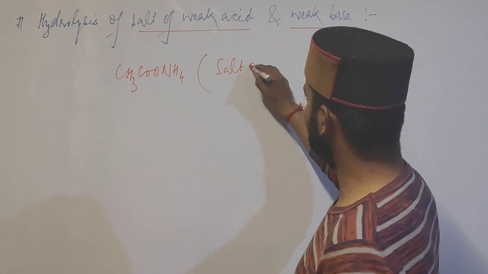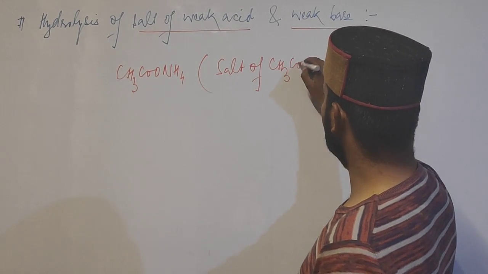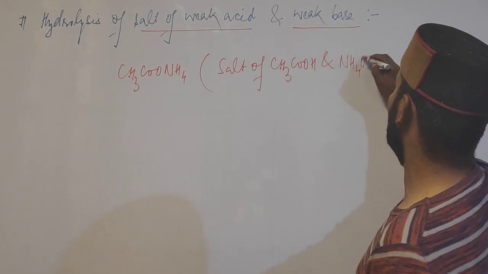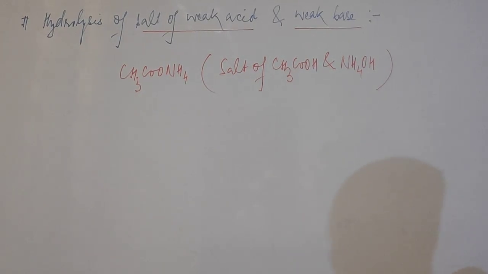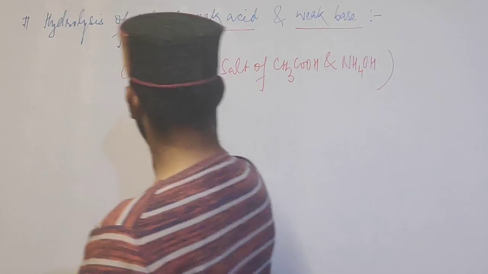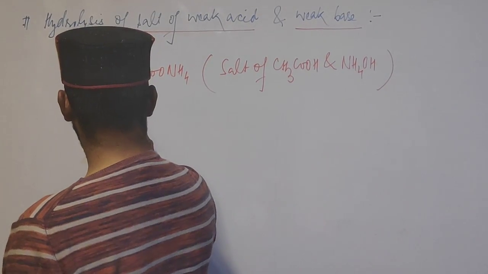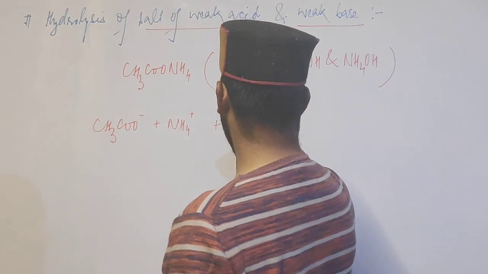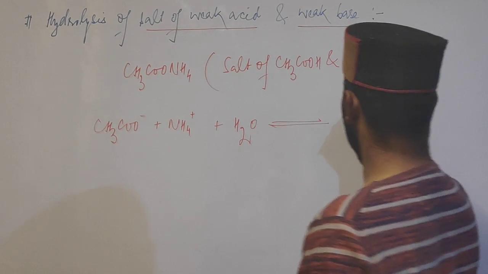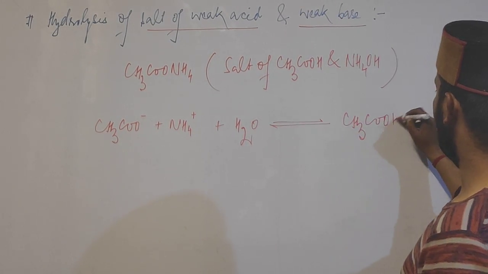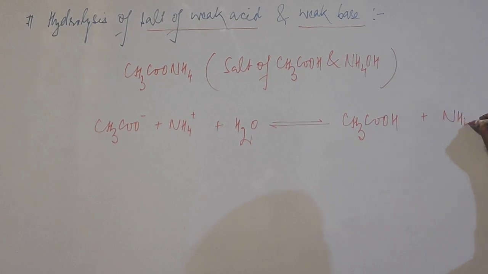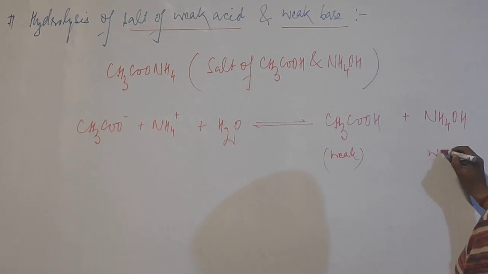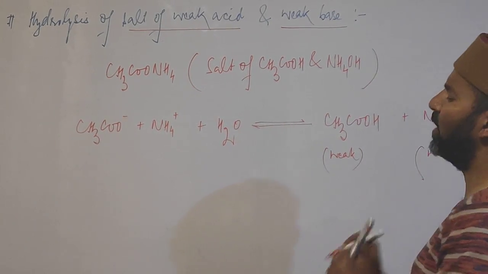Acetate radical came from acetic acid, so it is a salt of acetic acid. And where would the ammonium radical come from? Ammonium hydroxide. So this is a salt of acetic acid and ammonium hydroxide. Now students, when this salt undergoes hydrolysis, see what happens, that these ions interact with water forming weak acid, acetic acid, and weak base, ammonium hydroxide. Now students, since they are weak, they will undergo ionization or dissociation to a very small extent.